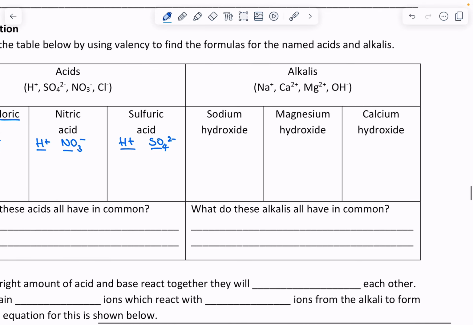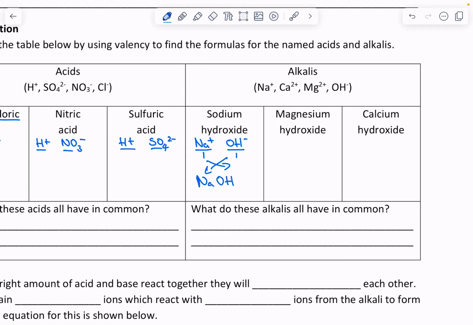So if I just show you sodium hydroxide, so sodium hydroxide is a sodium ion and a hydroxide ion. Again, I'm getting this information from here. So sodium ion is +1, so it wants to make one bond. A hydroxide ion is -1, so it also wants to make one bond. You cross them over, so the formula for sodium hydroxide is NaOH.